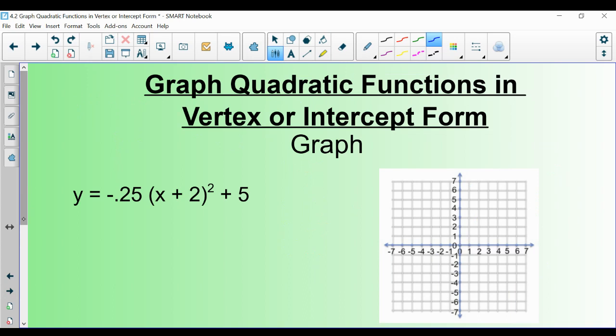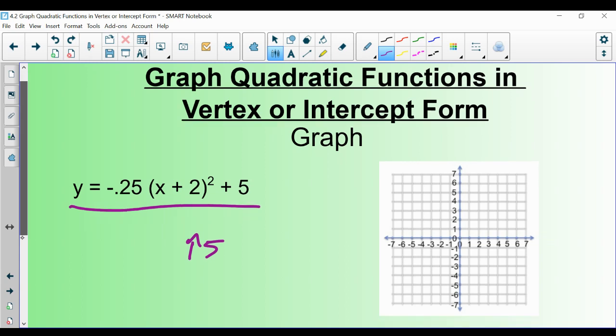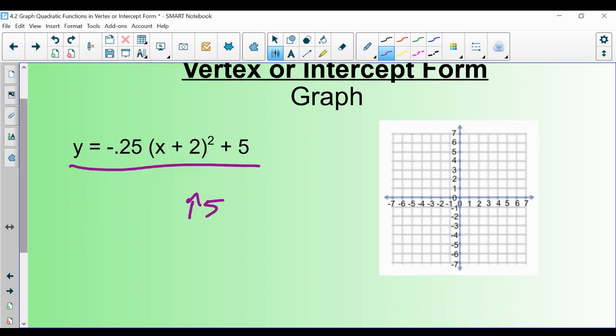Let's look at another example of this. So here's a new quadratic, right? The plus 5 at the end is going to shift up 5. And the plus 2 on the inside of the parentheses, remember, inside is your horizontal shift, and horizontal shifts always happen the opposite way that you think they would. So I would think plus 2 would shift to the right 2, but it's actually going to shift to the left 2. Up 5, left 2, there's your vertex.